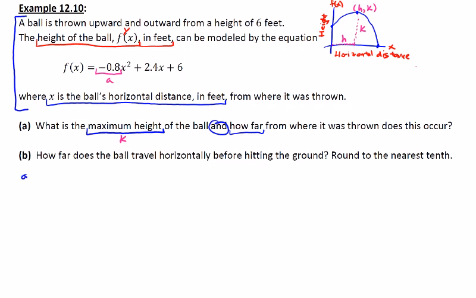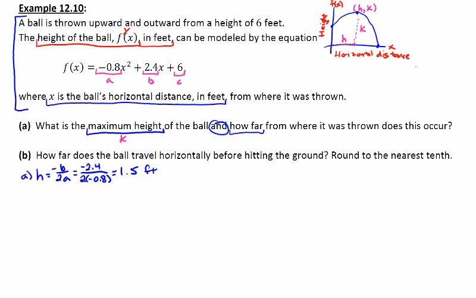For part A, we'll calculate h using our negative b over 2a formula. We go up here and mark where b is. B is 2.4, and then c is 6. So this will be negative 2.4 divided by 2 times negative 0.8. And with the arithmetic on that, you should eventually get 1.5 feet.